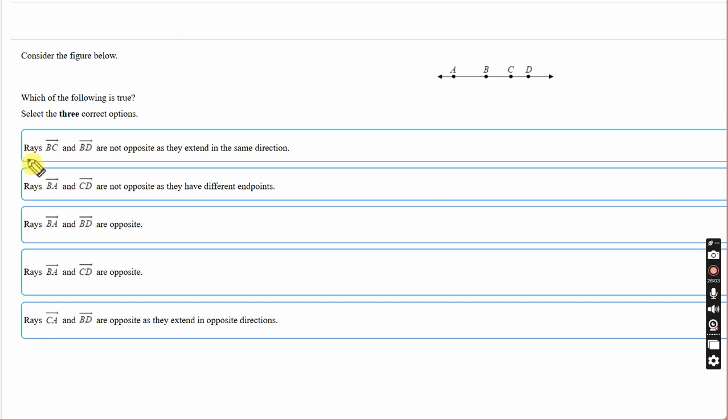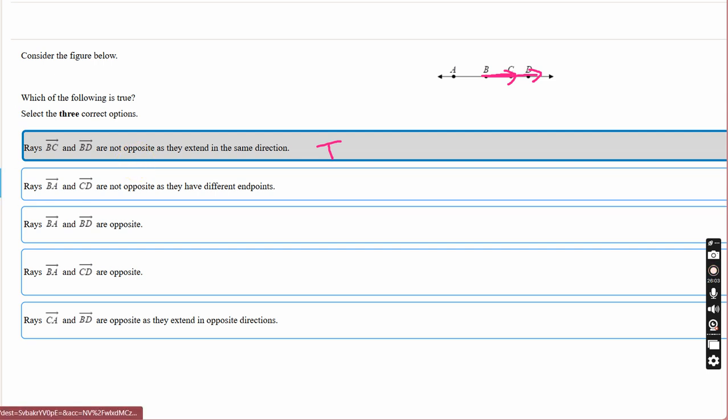The next one, what do we say? Let's check which of the answers are true. BC and BD are not opposite rays as they extend in the same direction. Let's draw them out. BC and BD, they are not opposite as they extend in the same direction, right? So that's true. They're saying the statement is true. They're telling us which ones are true. So this is true because they're extending in the same direction, so they're not opposite.